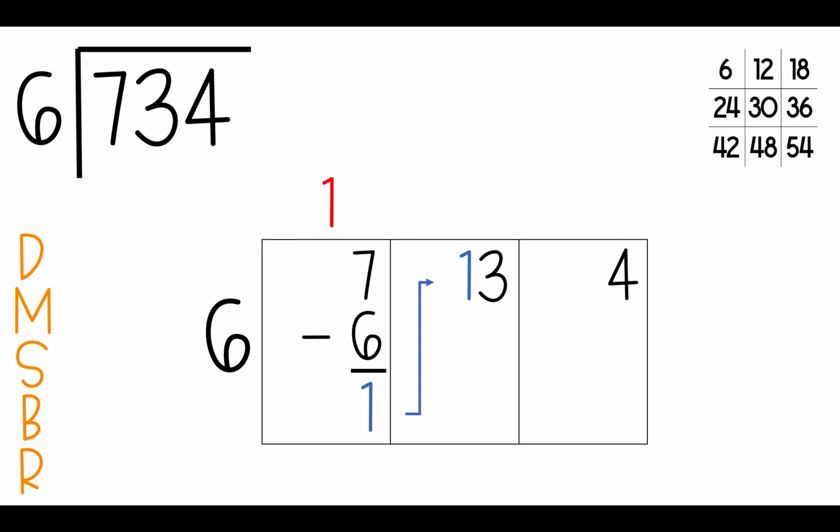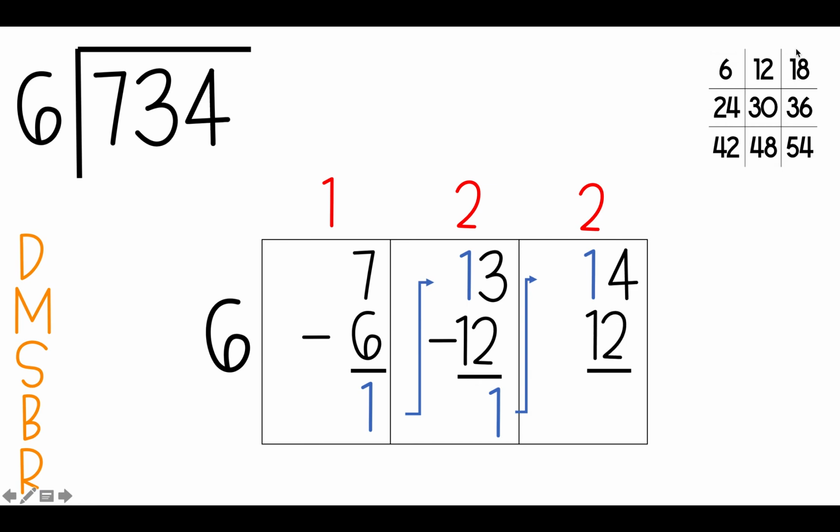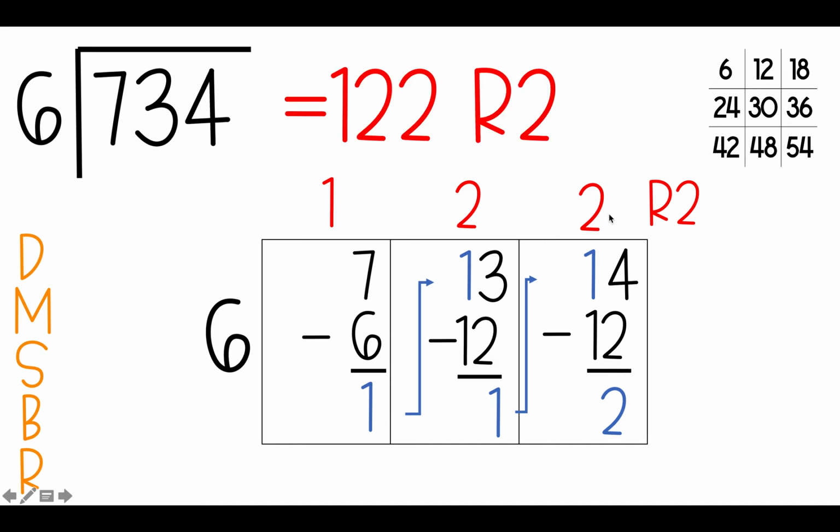6 can go into 13 2 times, right? Because 6 times 2 is 12, and the next biggest is 18. So 6 can only go in twice. So 6 times 2 is 12. I subtract, I'm left with 1. I bring that 1 over, and I have 14. Again, 6 can only go into 14 twice, right? Because 3 groups of 6 is 18, and that's too many. So 2 times 6 is 12. I subtract, I'm left with 2. I put up here R2 because that's my remainder. So my final answer is 122 with a remainder of 2.